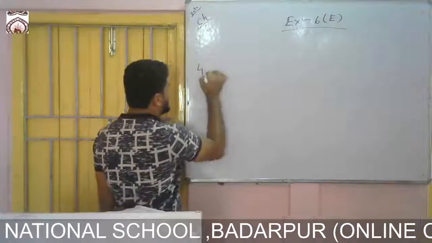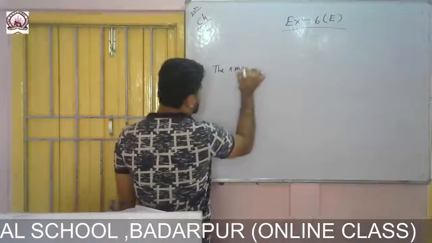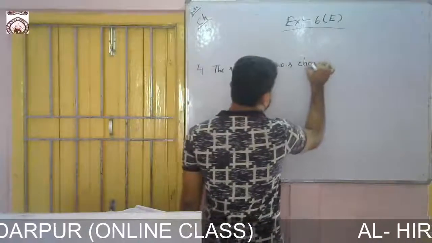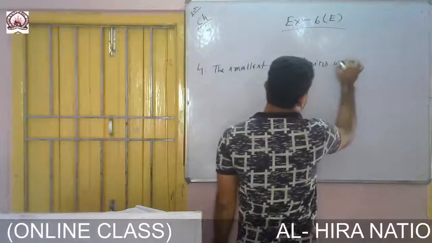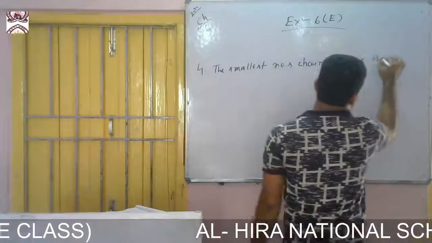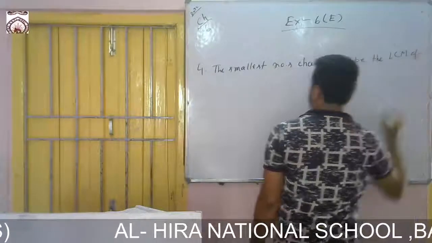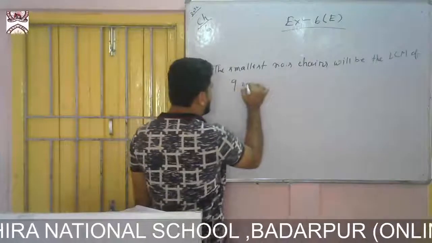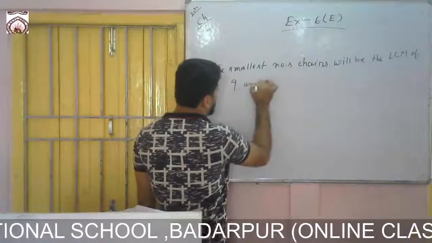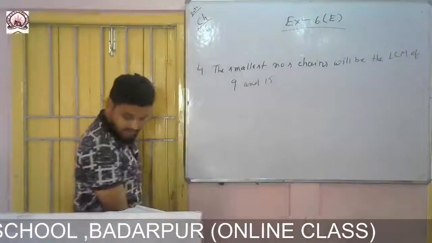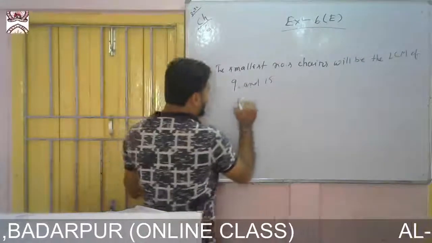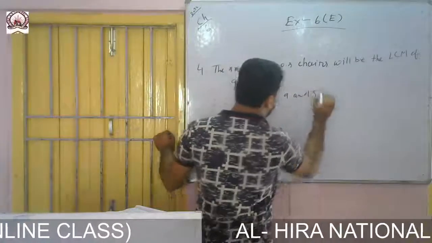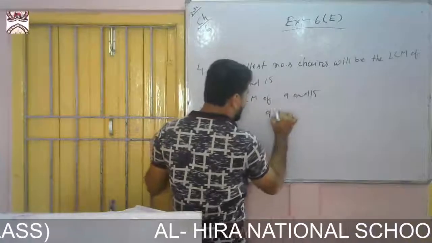Now, number 4, the smallest number of chairs will be the LCM of 9 and 15. Okay, so therefore LCM of 9 and 15. So 9 comma 15.